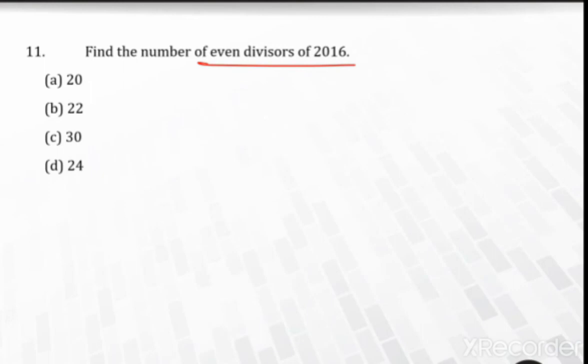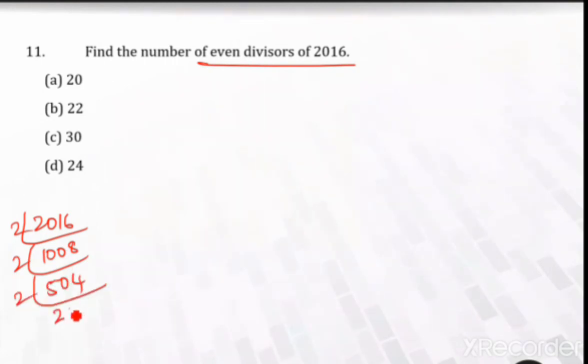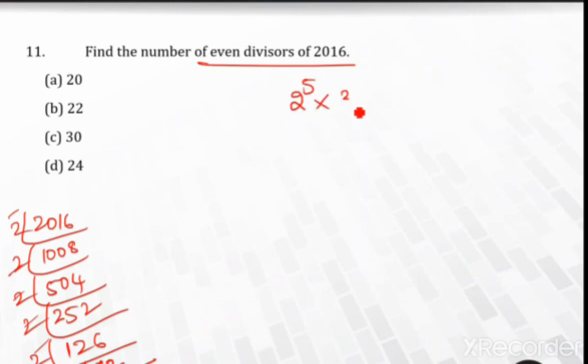How can I write 2016 by using the factorization method? 2016 is 2 times 1008, 2 times 504, 2 times 252, 2 times 126, 2 times 63, then 3 times 21, 3 times 7, and 7. 2 is repeating how many times? 1, 2, 3, 4, 5. 5 times 2 is repeating. So 2016 is 2 power 5, 3 square, 7.